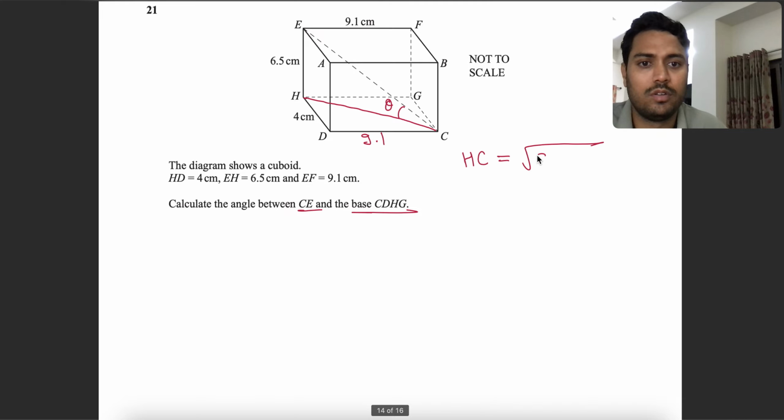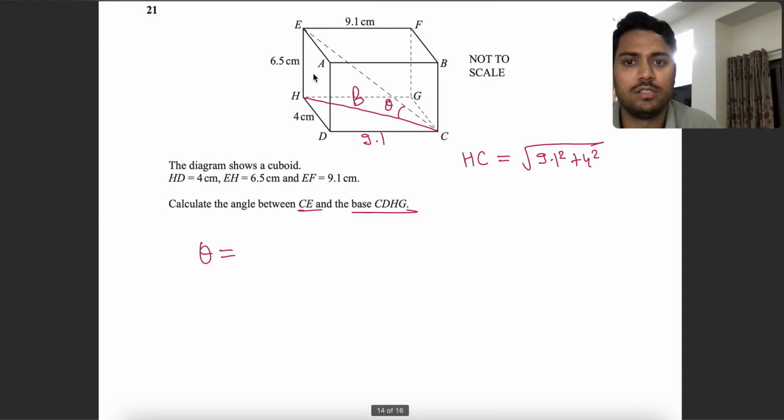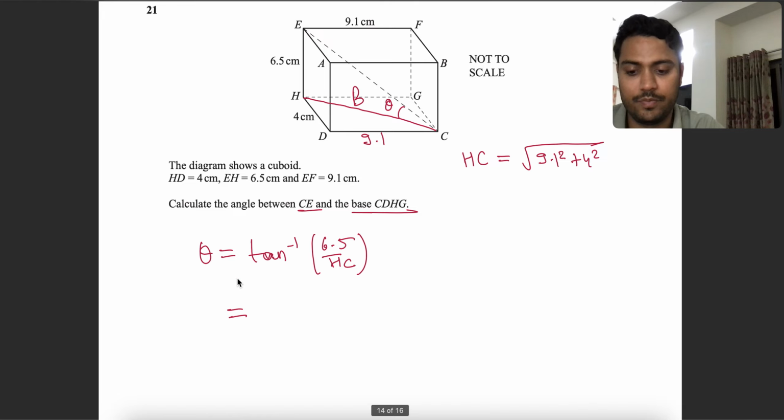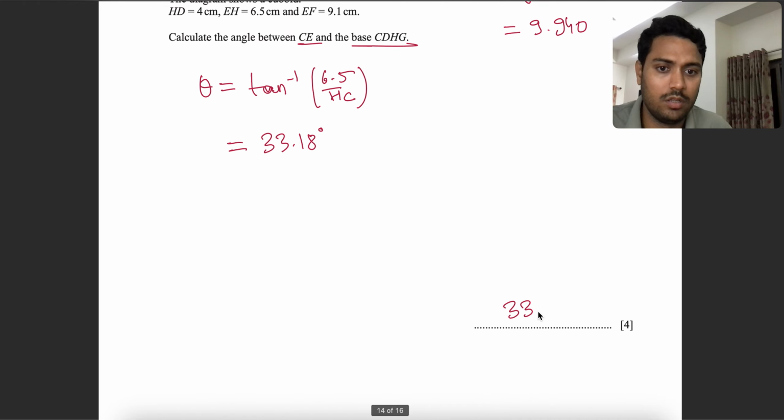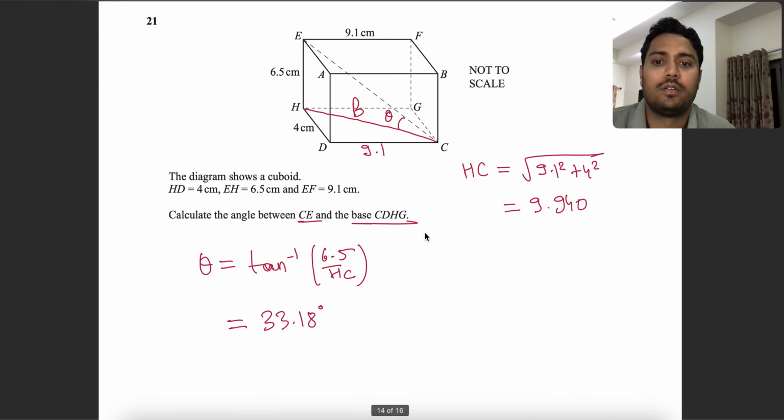HC will be under root of 9.1 square plus 4 square. And then when we get HC, theta will be, this is base, this is perpendicular, tan inverse 6.5 upon HC. So let's find HC first. Under root of 9.1 square plus 4 square, 9.940. And then let's take shift tan inverse 6.5 divided by answer, bracket close. Theta is 33.18 degrees, so 33.18 or 33.2 degrees, correct up to 2 decimal places.